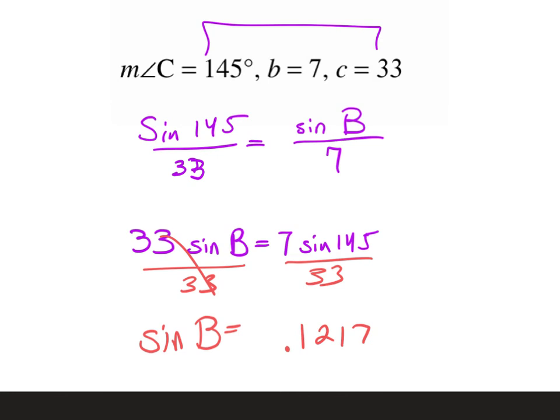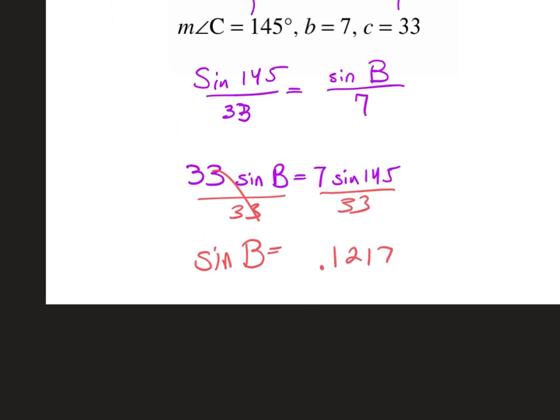0.1217. Now, again, use your brains a little bit. 145 degrees is one of the angles. Is the other one 0.1217? Absolutely not. So that means I have to do my inverse. So I'm going to say sine -1 on this side and sine -1 on this side. So B equals, this angle is going to be small. That's okay. But it's not going to be that small. So it's what? 6.99 degrees.